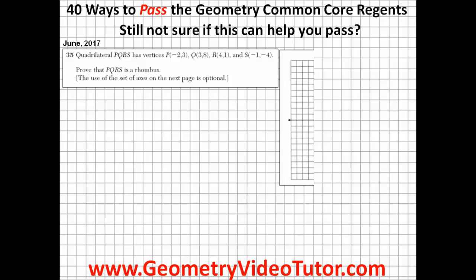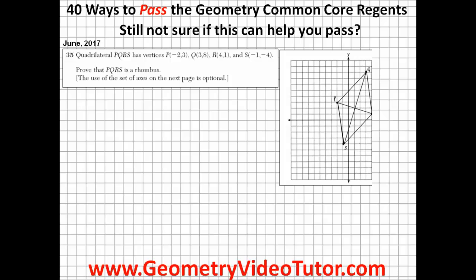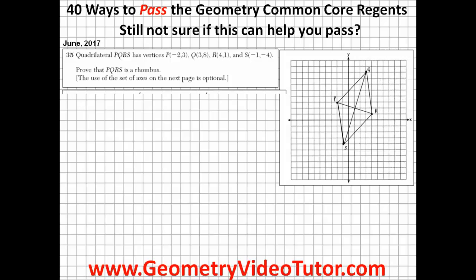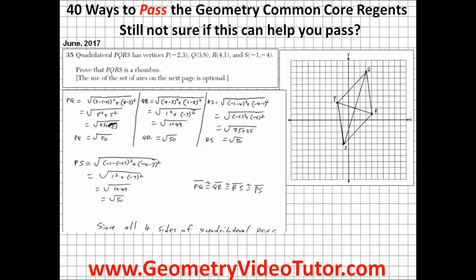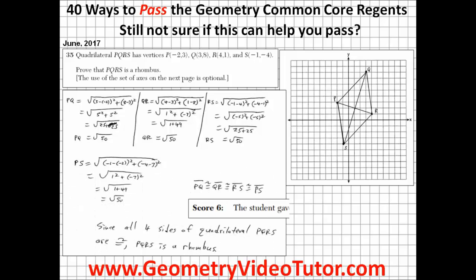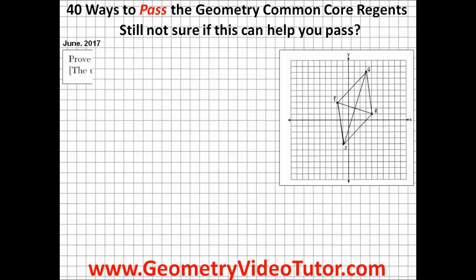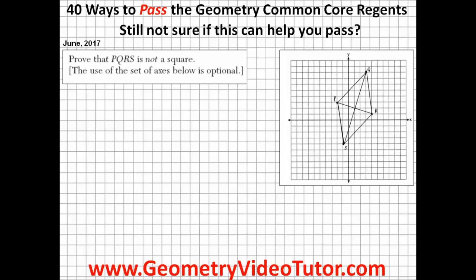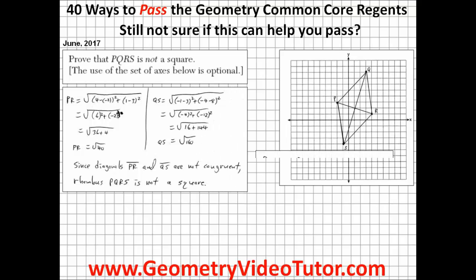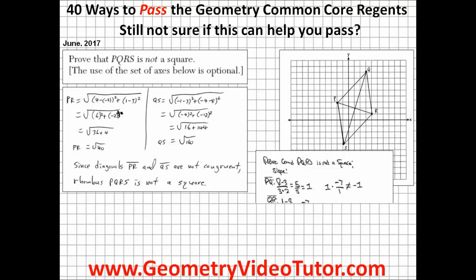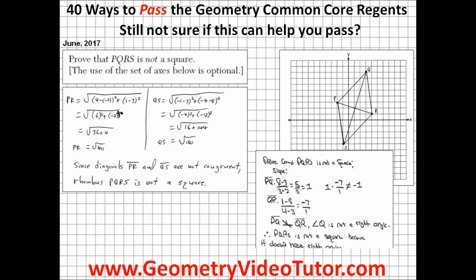Although plotting the points is optional, it can help you see what you're dealing with. Otherwise, using the distance formula to show that all four lines of the quadrilateral are congruent is sufficient work to receive full credit. But for 6 points, you also had to prove that PQRS is not a square. So as long as you can show that the diagonals are not congruent, or that the slopes of any two consecutive sides are not negative reciprocals, then you should be okay.